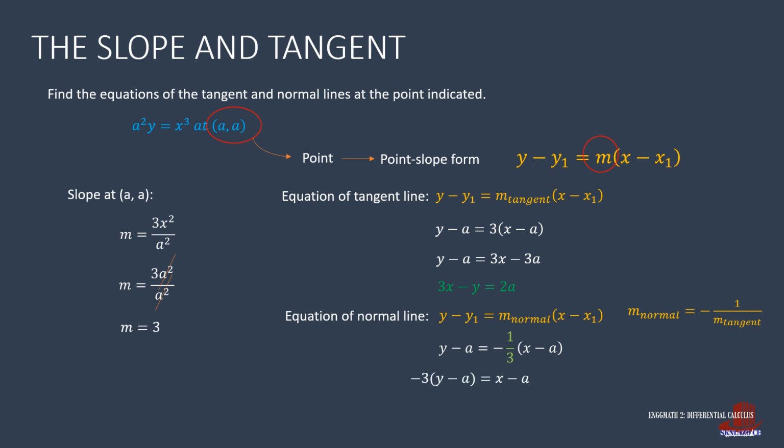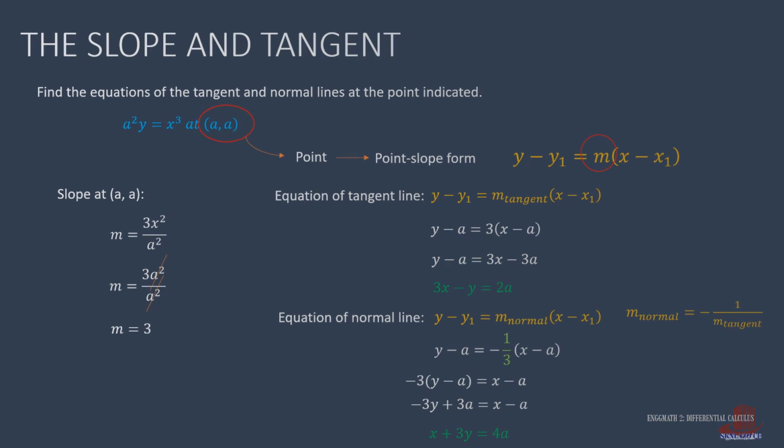Cross multiply negative 3 and get negative 3 times the binomial y minus a equals x minus a. Distribute negative 3 to have negative 3y plus 3a equal to x less a. Arrange terms once again to have x plus 3y equal to 4a. This is the equation of the normal line.